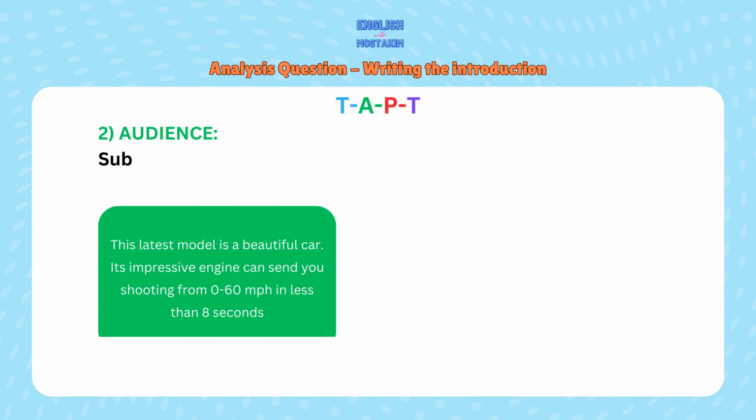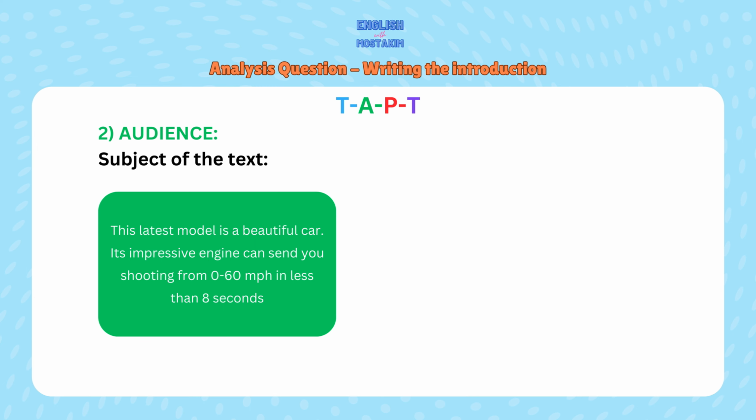For deducing the subject of the text, let's look at this paragraph here, or this line here. It says, this latest model is a beautiful car. Its impressive engine can send you shooting from 0 to 60 miles per hour in less than 8 seconds. So take a moment to find out what kind of audience this text or this line or this paragraph can cater to.